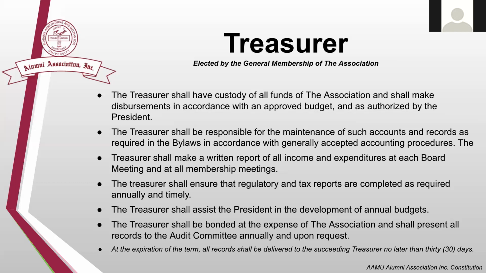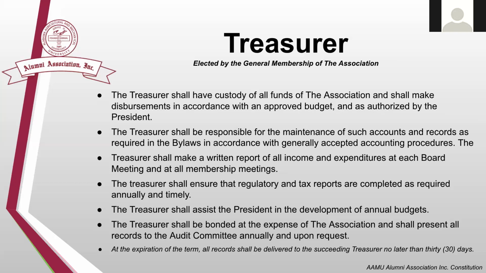The treasurer shall make a written report of all income and expenditures at the board meeting and at all membership meetings. This report is a year-to-date budget versus actual financial report, along with other pertinent data, which is provided on a quarterly basis. The treasurer shall ensure that regulatory and tax reports are completed as required, annually and timely.